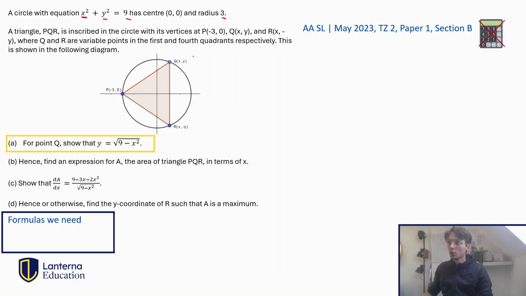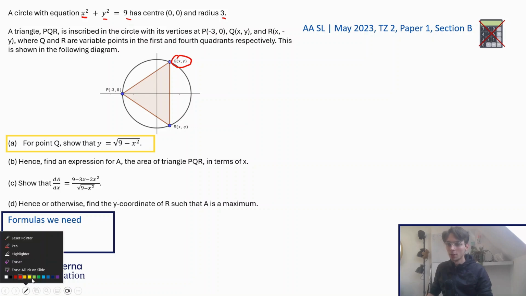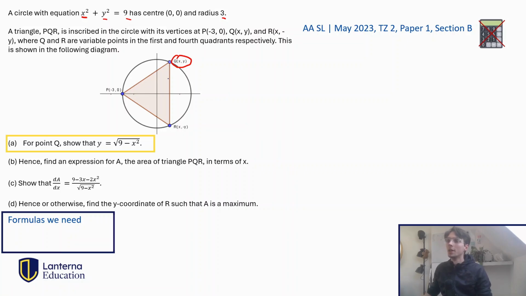Okay, we need to show for point Q, that would be this point right here. Just change colors for a new question. You know what, let's go with this lovely purple. So we need to show that for this point, the y-coordinate is the square root of 9 minus x squared. Okay, well, the x-coordinate is just some arbitrary x. So what do we need to do? Basically, we're just solving for y now in this equation we have on top. So let me just rewrite this equation real quick over here on the side. We've got x squared plus y squared equals 9.